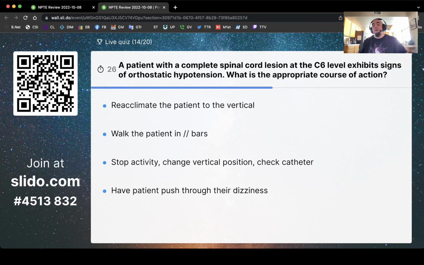One of those you should rule out automatically, right? That being, have the patient push through their dizziness. We don't necessarily want them to fully push through their dizziness, right?